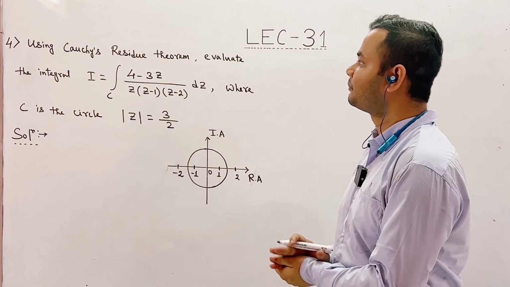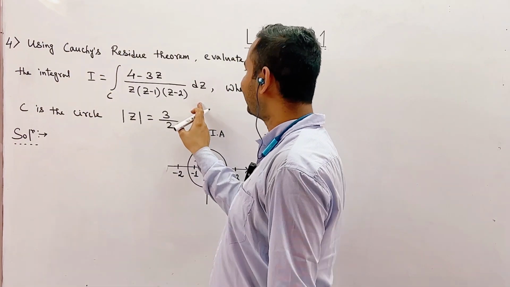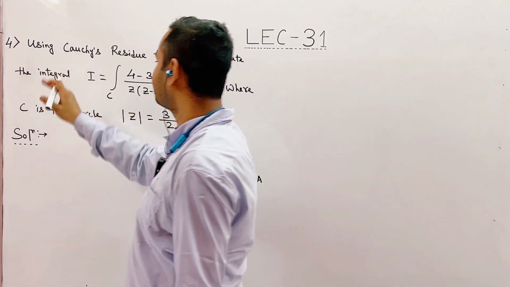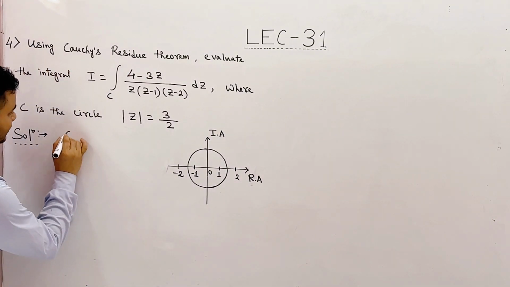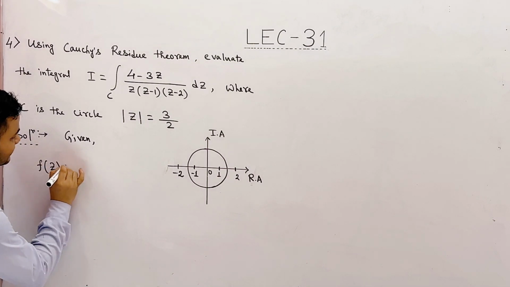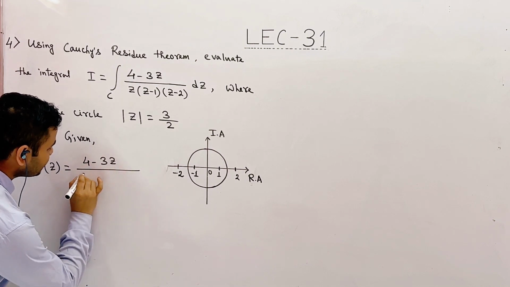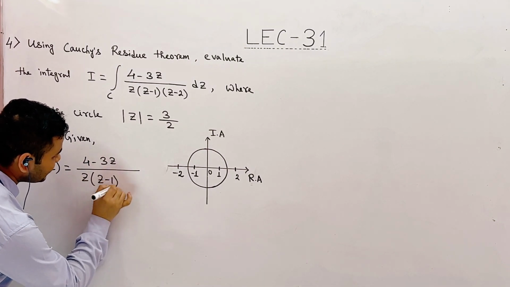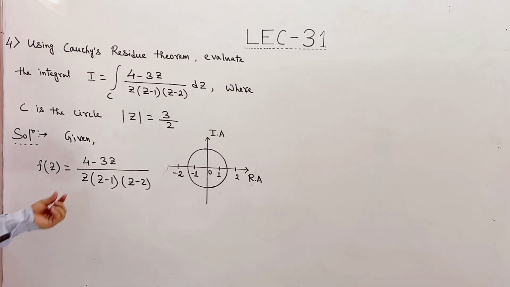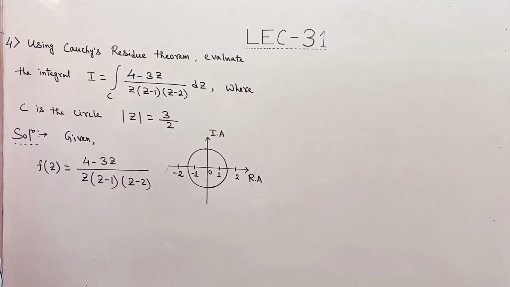Finally, let me solve problem number 4. According to this problem, we have to evaluate this integral where C is the circle modulus of z equal to 3 by 2. Solution to problem number 4. Given the complex function f of z is equal to (4 minus 3z) divided by z into (z minus 1) into (z minus 2). Here we have seen that z equal to 0, z equal to 1 and z equal to 2 are the simple poles.